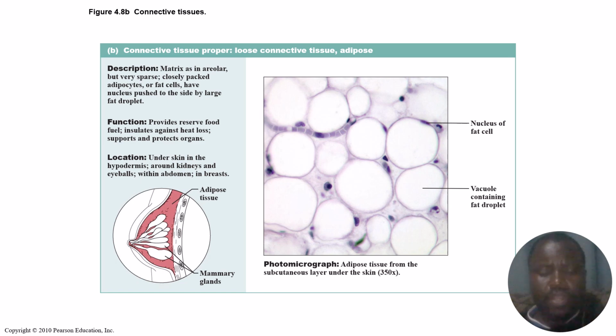This will show you what adipose tissue is. And where do we find this? We find it around particular organs, in the hypodermis of the skin to help us regulate body temperature, around the kidneys, around the eyeballs, within the abdomen and the breasts.